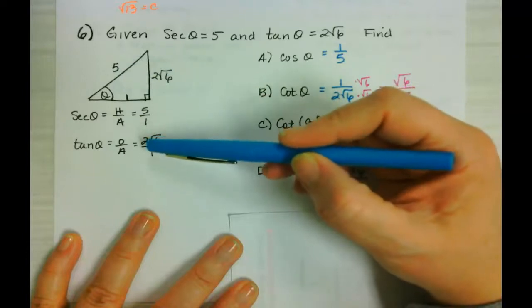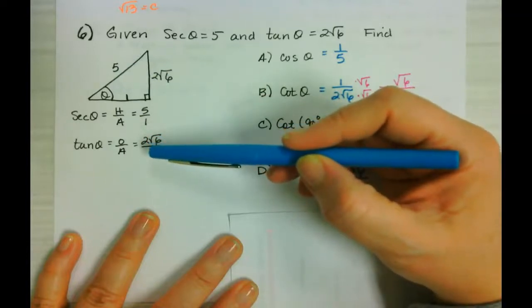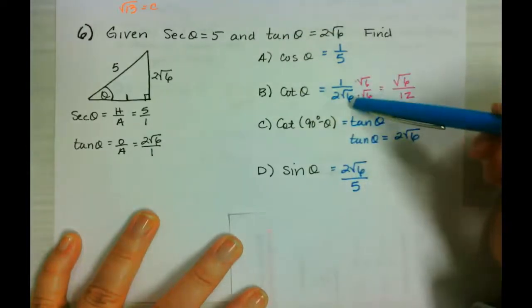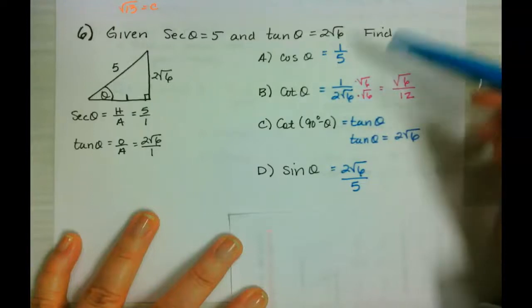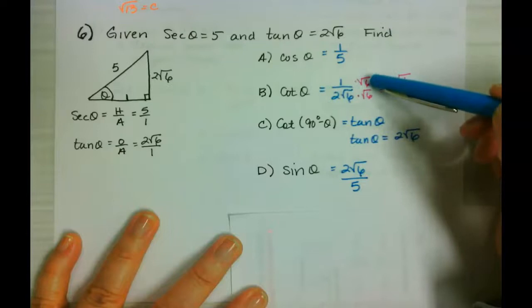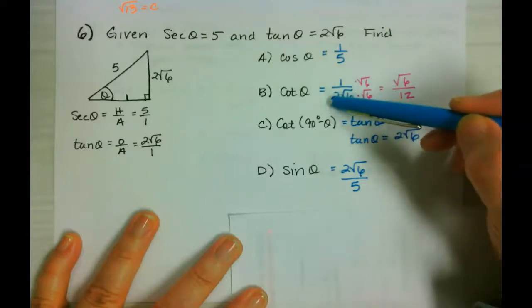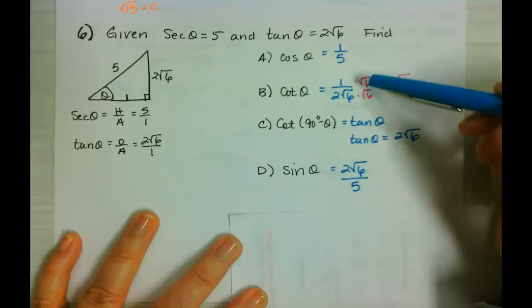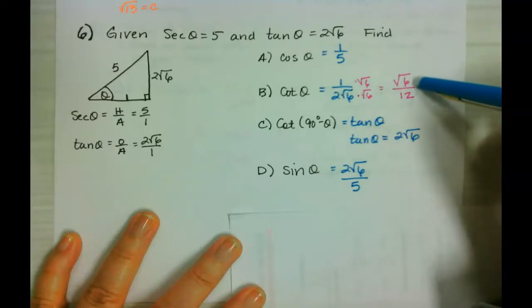To find cotangent, remember that's going to be adjacent over opposite, so that's going to be 1 over 2 root 6. But careful, when you're rationalizing the denominator here, the radical 6 is all you need to get rid of, right? So you're multiplying the bottom and the top by root 6. Don't go ahead and multiply by 2 root 6, or you're going to increase your number size, and then you have to simplify back later, so that's just a lot of extra work. So I get root 6 over 12.